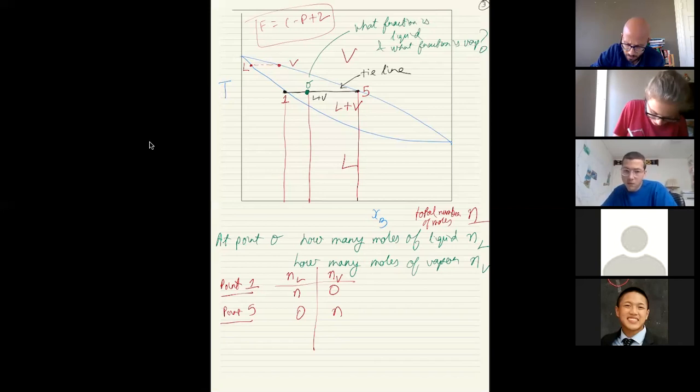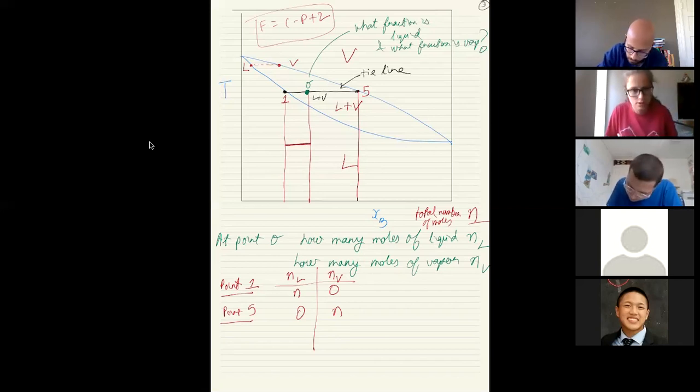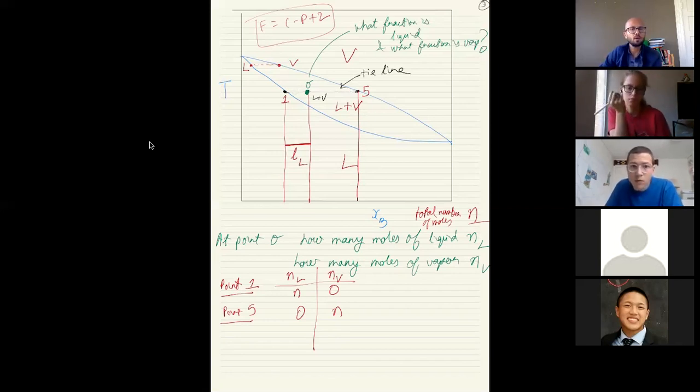So let's understand this carefully. Let's call this length L liquid. Okay, so we are in the phase diagram. We know which is our tie line. So the question is, let's say this line was not given to you. You were just given a point O, and someone asks you, what is the number of moles of liquid and what is the number of moles of vapor? So your next step would be to draw a tie line.